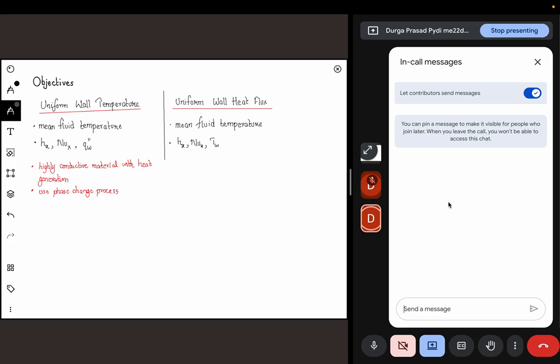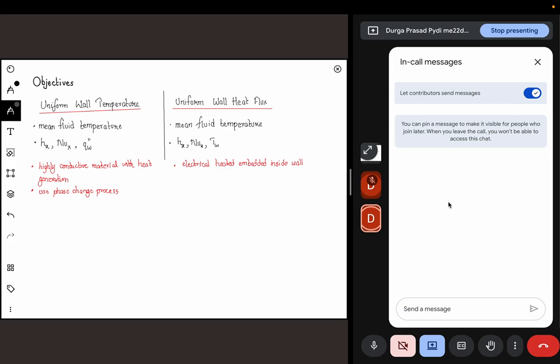The next case is that of a constant wall heat flux. This is when you have, say, an electrical heater embedded inside the wall. If the heater is arranged correctly, then the heat generation will be uniform throughout the length of the heater. Then you can consider that to be a constant wall heat flux kind of scenario. But whichever be the case, our objective is to understand what is happening to the fluid inside.